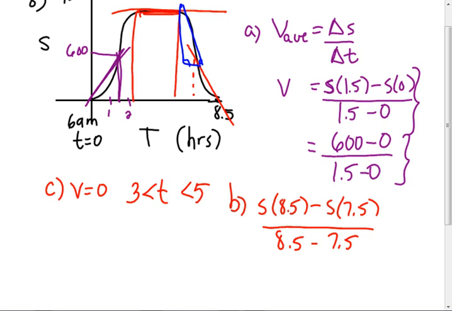Because they asked for that. It said, determine the velocity precisely at noon. Because the plane is going some speed. I don't know how fast.